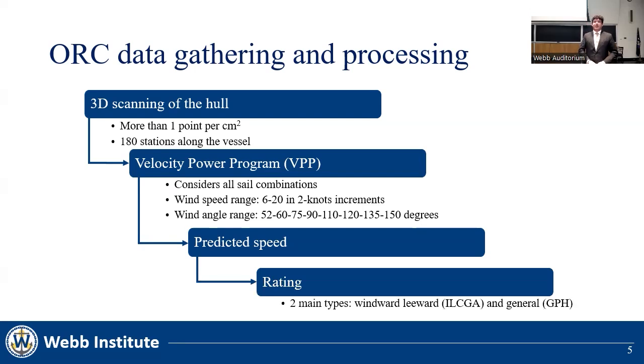There are two most used types of rating: either the rating that is used for windward-leeward courses, when the yacht's racing upwind and downwind, or for whenever the yacht is racing any other type of course.